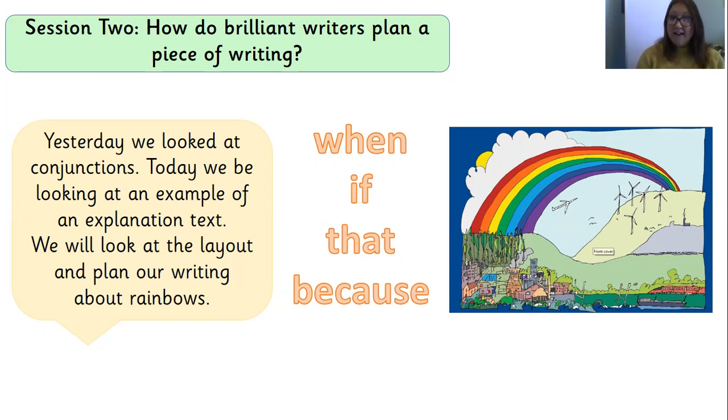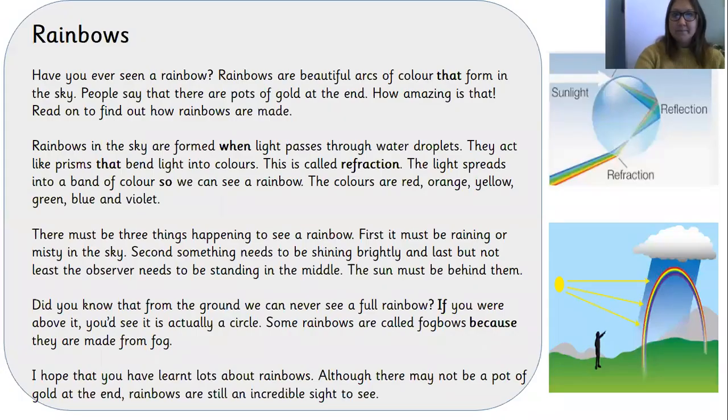Today we'll be looking at an example of an explanation text. And through that example, we'll be identifying the features of it and using that to help us plan our own writing all about rainbows. Here is my explanation text. I'm going to read it to you. See if you can spot any of the features, such as an introduction, title, conclusion, and any conjunctions as I read.